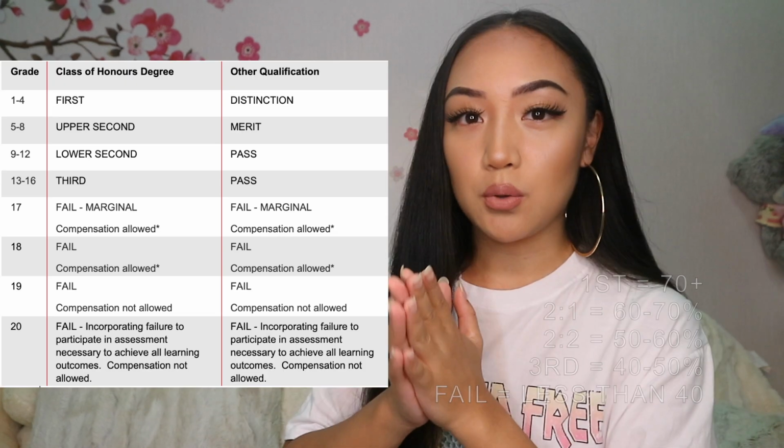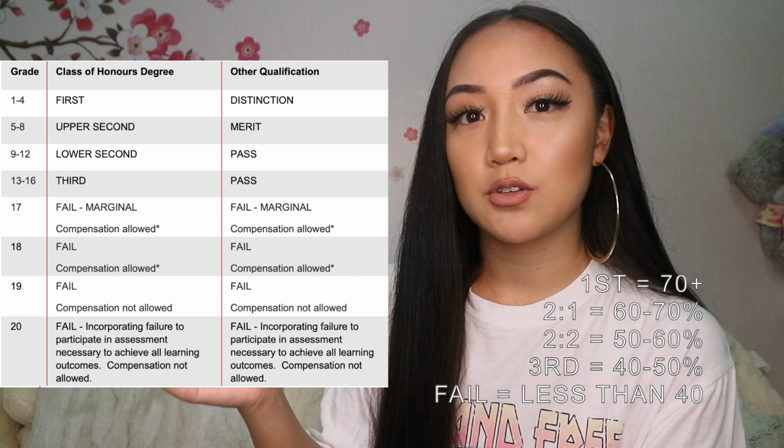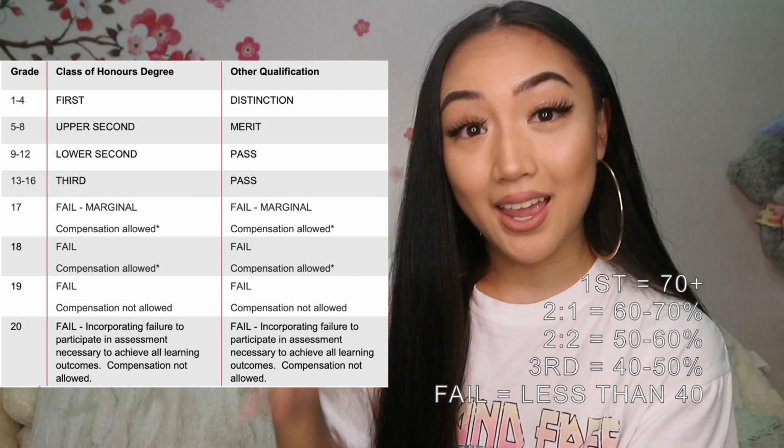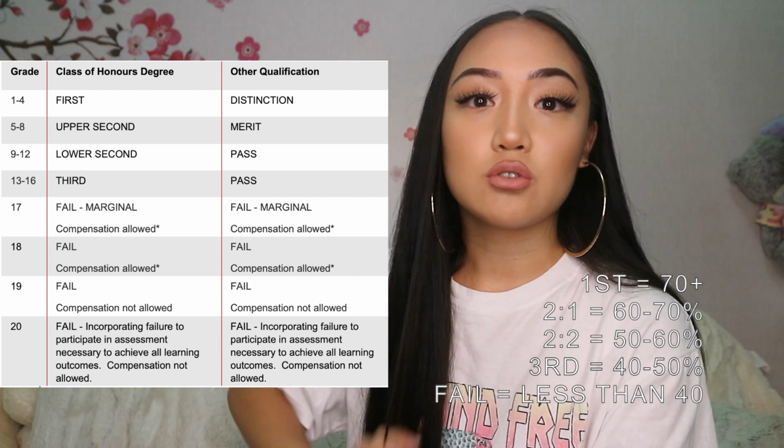The grades, you'll have numbers, so numbers 1 to 4, that's a first, and then anywhere between a 5 and 8 you get a 2-1, and so on and so forth. Obviously first year does not count, but you still have to pass to get onto the next year. Second year and third year are the ones that actually count. You have to pass all of your subjects to get an honours.